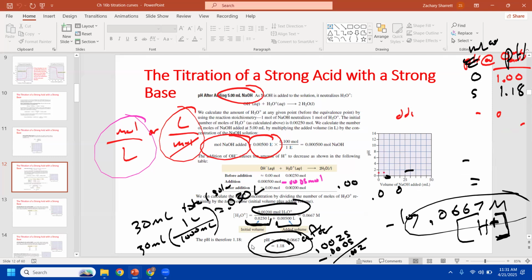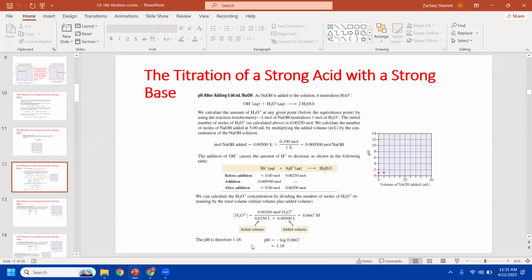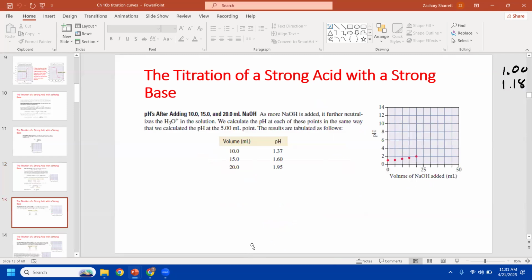So do you see what we have to do? We have to use stoichiometry to find out how much of the H plus got negated from the added OH minus. And then, I don't know if there's a bigger eraser. I guess not. Okay, let's just write it up. Rewrite this. So it started at 1.0, it went up to 1.18. Okay, so you could calculate this on your own. You can verify this on your own.